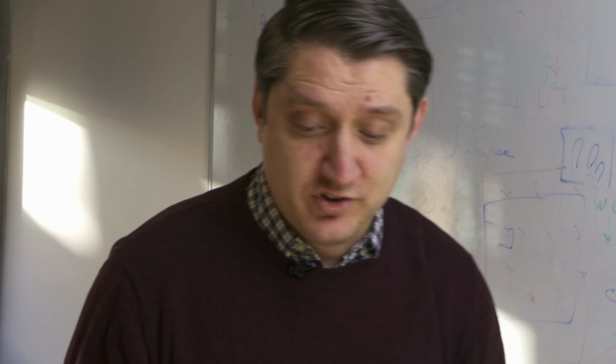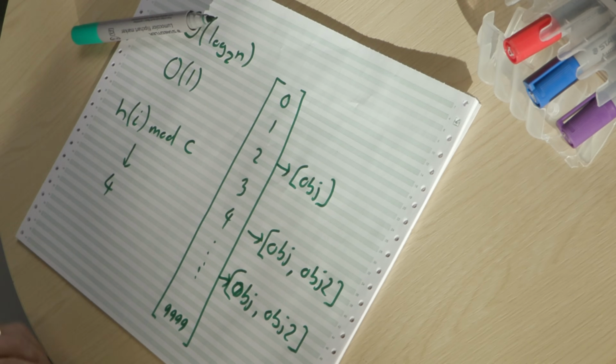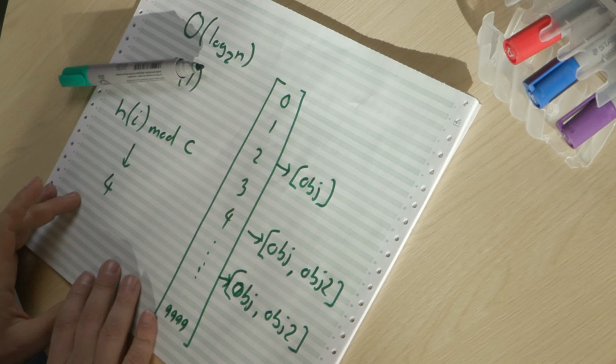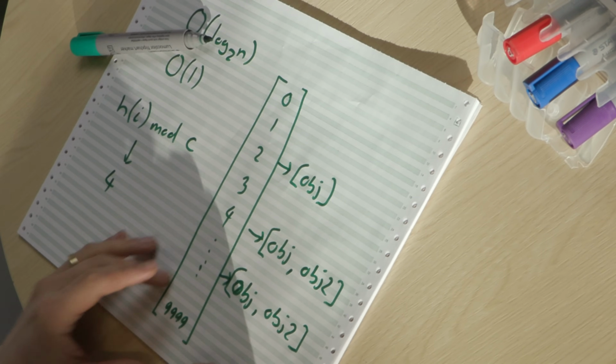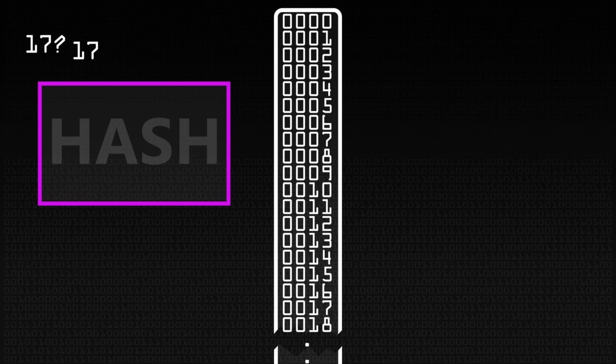Now, what's the speed of lookup of this? Well, in the best case, it's O(1), because you say, okay, is 17 in the data set? You hash it, it comes out as 17, let's say. You look, and there is not an object there, and so you're done.